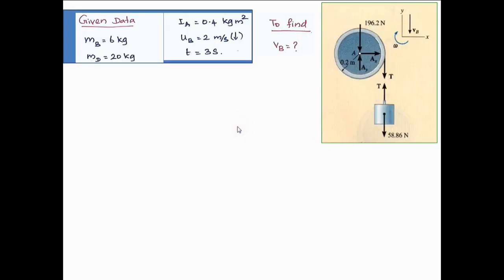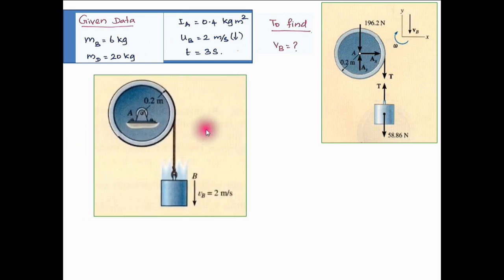First of all, we have to draw the free body diagram of the given arrangement. Now consider this cylinder. The weight of the cylinder is acting downward. The mass of the cylinder is 6 kg, so 6 into 9.81 you will get 58.86 Newton. In this cord you have equal and opposite tensions. Here the weight of the cylinder is acting downward, hence the cord tension is acting upward. So this is the free body diagram of the cylinder.